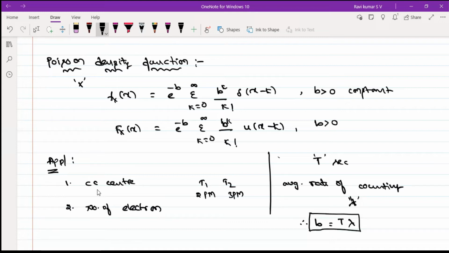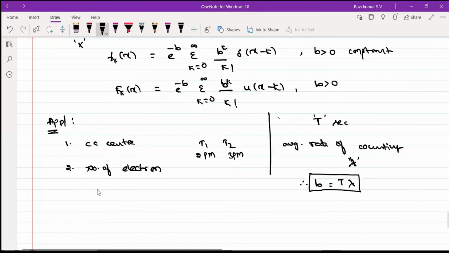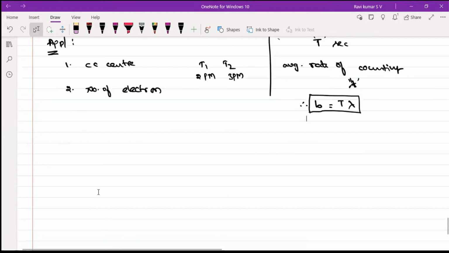Now I am taking one very simple example. The number of calls arriving at a center is taken as 200 per hour, and the time taken to attend each call is 18 seconds. So at a customer care center, 200 calls arrive in 1 hour, and for each call 18 seconds of time is taken. Then how do we calculate the b value, the constant?